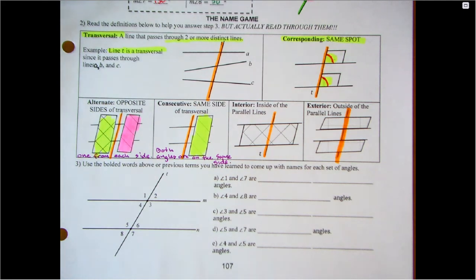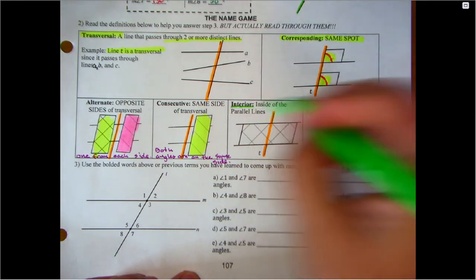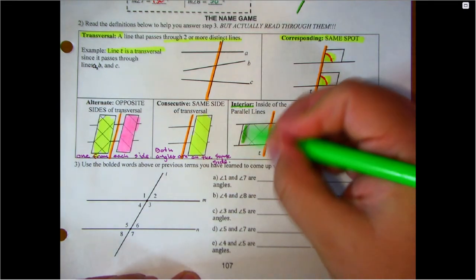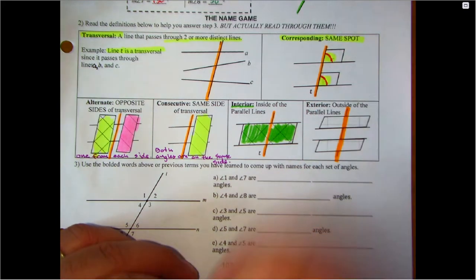Okay. And then we get into this whole other topic of angles that are interior and angles that are exterior, right? Interior says they are inside the parallel lines. Another way of thinking about that is they are between the parallel lines.